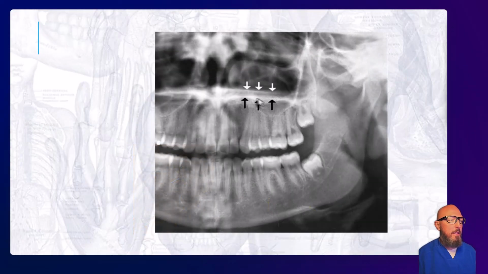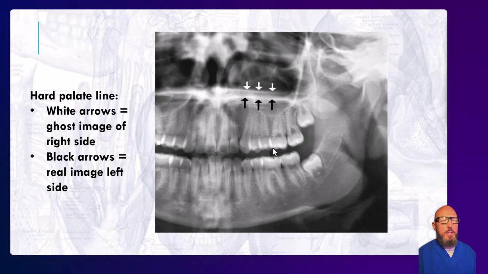All right, in this image, there are two well-defined corticated lines. One is the real image of the hard palate. One is the ghost image. So which is which? Remember the tip about ghost images? The ghosts float as they project to the opposite side. And so this is the real image of the left side. We're always talking about the patient's left or right. This is the ghost image of the right side that's a little bit higher. You'll see this all the time. Definitely need to recognize it.